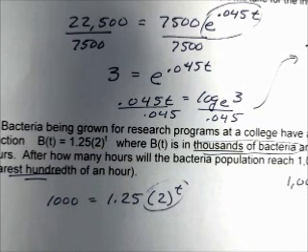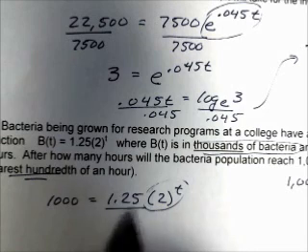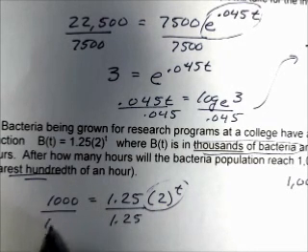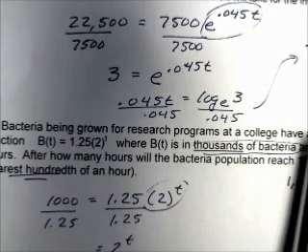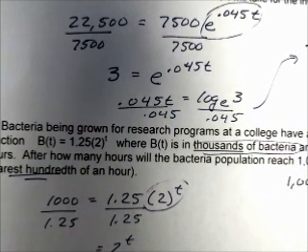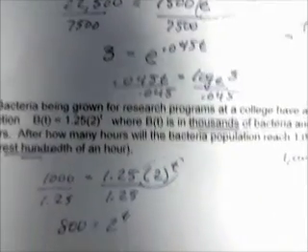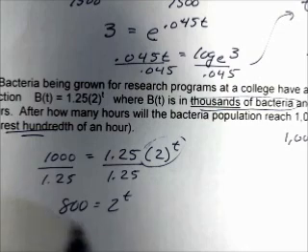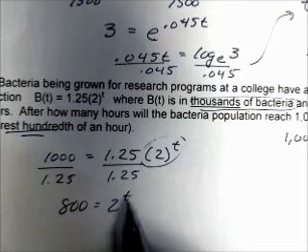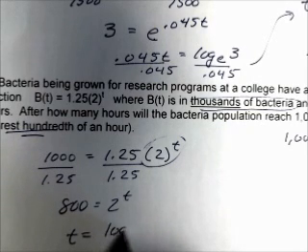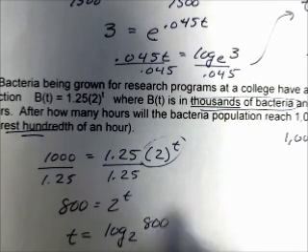So we need to isolate 2 to the t, so we divide both sides by 1.25. 2 to the t is equal to 1,000 divided by 1.25, which is 800. This is exponential form. Our variable t is our exponent, so switch to log form. So t is equal to log base 2 of 800.